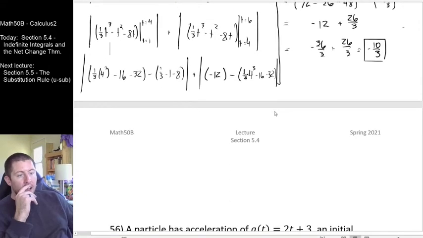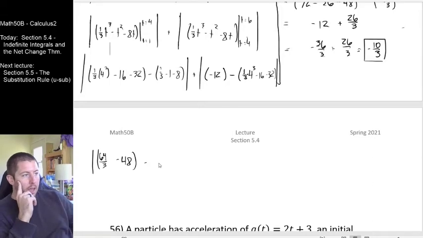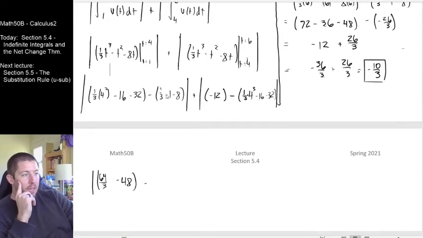Now I just have to evaluate here. 4 cubed is 64, so I'm going to get 64 thirds minus 48 minus, and this was again our negative 26 thirds inside the parenthesis. The negative makes it a positive 26 thirds.